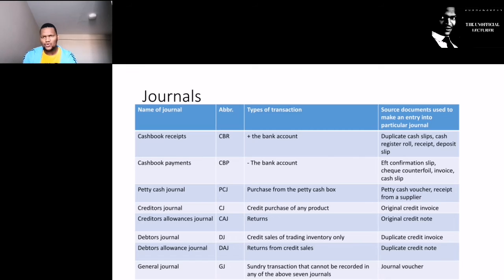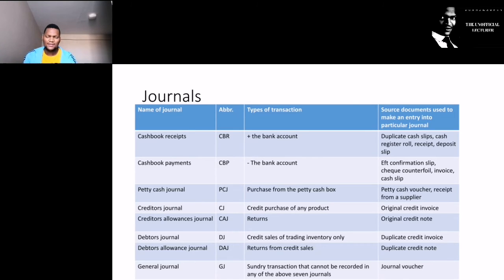And the source document for that we have the original credit note. For CJ, for creditors journal, we have the credit invoice. Now we also have debtors journal. Debtors journal works the opposite of creditors journal.